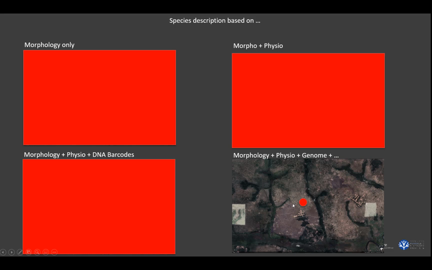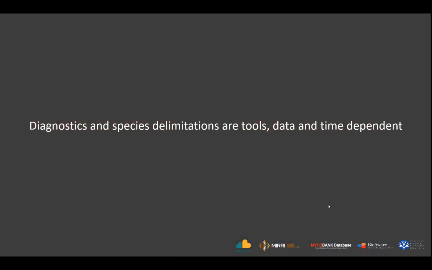And that thing may be a species, okay, but that can be a strain, even better, because one strain could be there and another one could be somewhere else, just close to it, but maybe not so close as we are going to see now. And so, if you want to do diagnostic and species delimitations, they are very much dependent on the tools, the data, and they are very much time dependent.